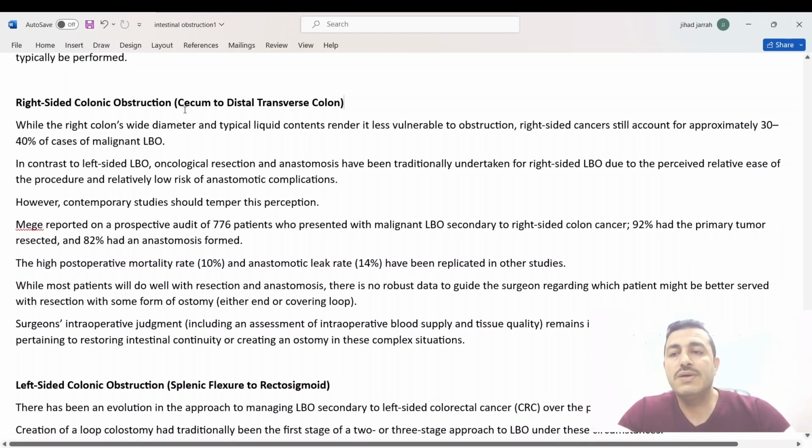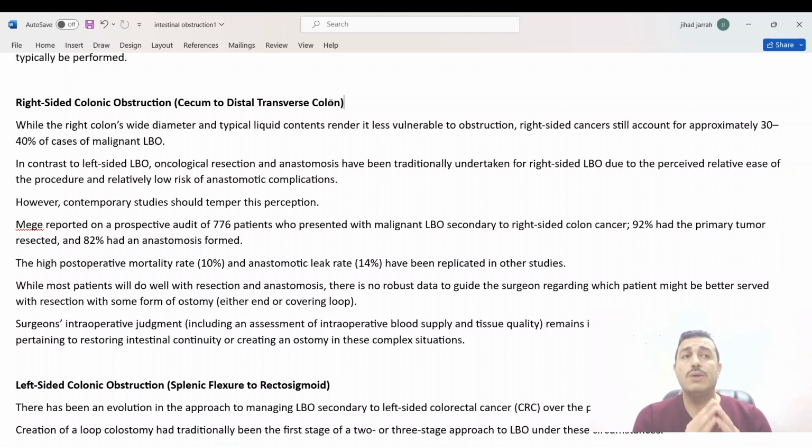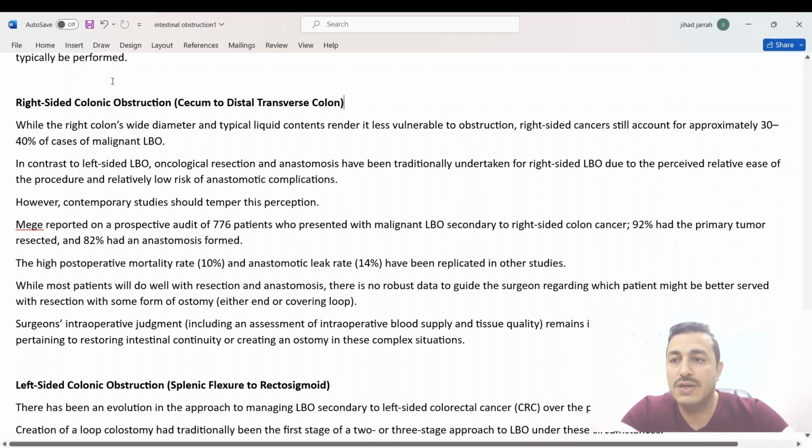Right-sided obstructed tumor, right-sided colon tumor obstruction means from cecum to the distal transverse colon. Here, usually the classic teaching is to proceed for right hemicolectomy with anastomosis. The leak risk is low, so we can proceed to right hemicolectomy.